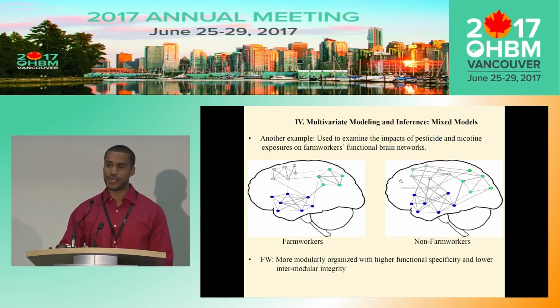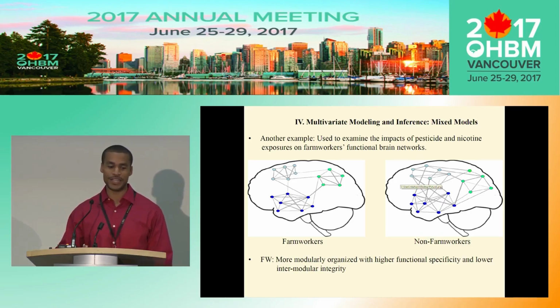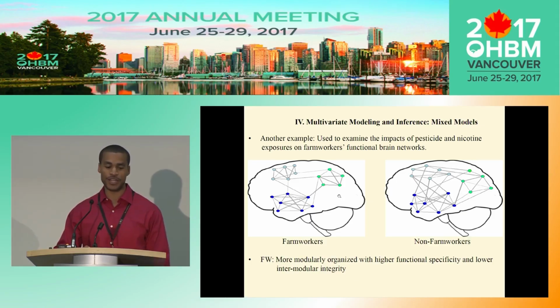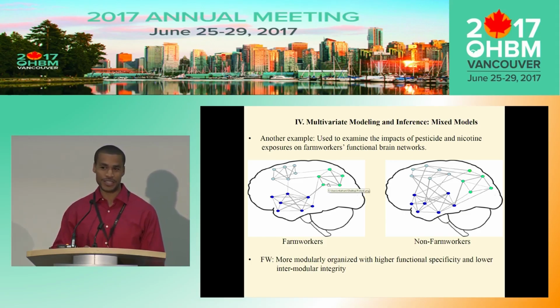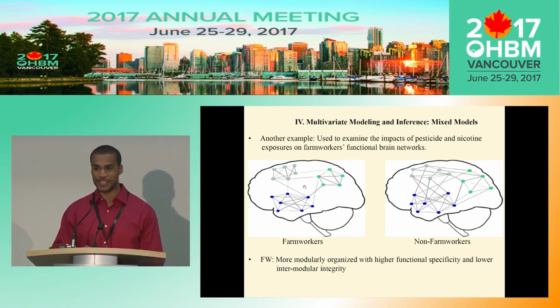So in another example, we implemented this model in a study that was aiming to examine the impacts of pesticide and nicotine exposures on farm workers' functional brain networks. And so what the model produced after controlling for many of the confounding variables in this study is that farm workers still tended to have a very different network that was more modularly organized with higher functional specificity and lower intermodular integrity at rest. And so this sort of modular structure at rest has been linked to sort of detrimental consequences. While it's good to have this while engaged in a task, it's not necessarily good to have this structure at rest.